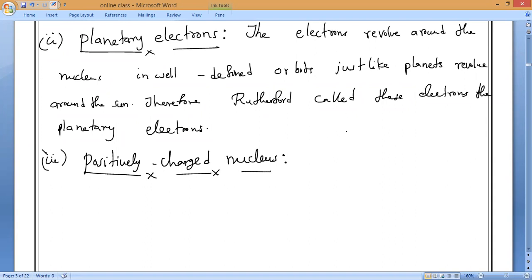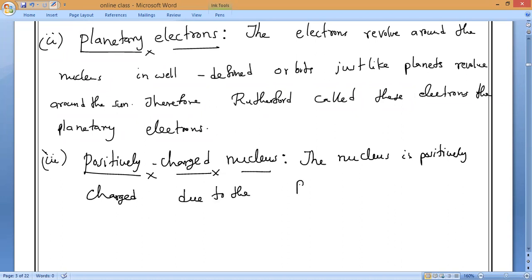The nucleus is positively charged due to the presence of whom, guys? Protons and neutrons. No, neutrons have no charge, so we only consider because of whom? Protons. Yes, due to the presence of protons. Clear? Next, let it be 2 minutes. We'll finish it.